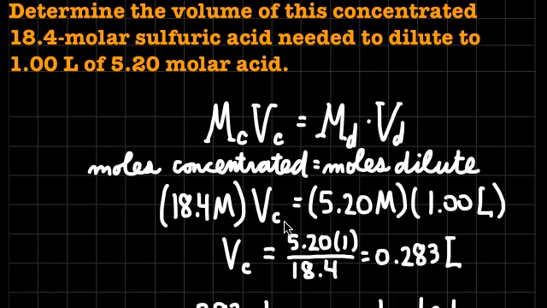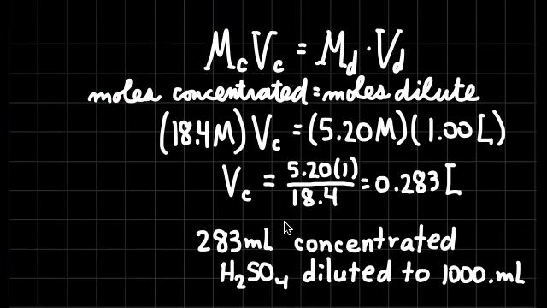So this is a very famous equation. I suppose the sooner we become comfortable with when to use it and how to use it, the easier our lives will be in terms of stoichiometry, dilution equations, and such. So 5.2 times 1 divided by 18.4 gives me the volume of the concentrated acid I should use. So if I took 283 milliliters of concentrated acid and watered it down to 1,000 milliliters or a liter, that would create a lessened molarity, a watered down, a little bit safer version of that acid at 5.2 molar.